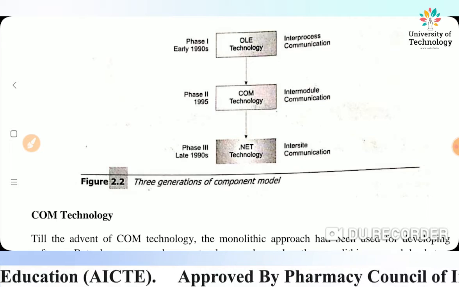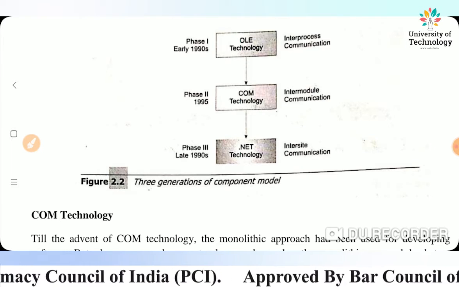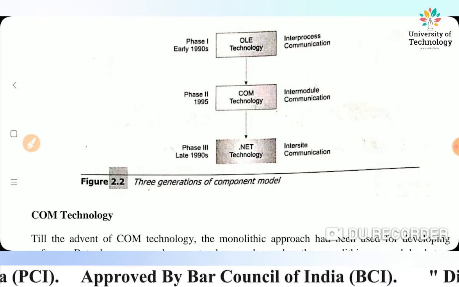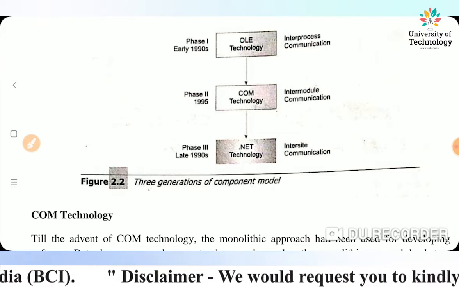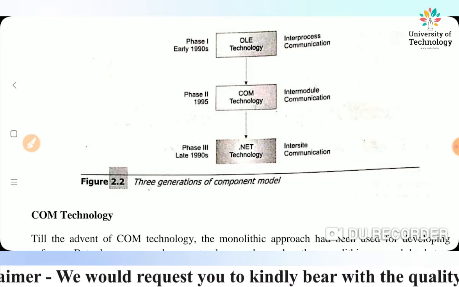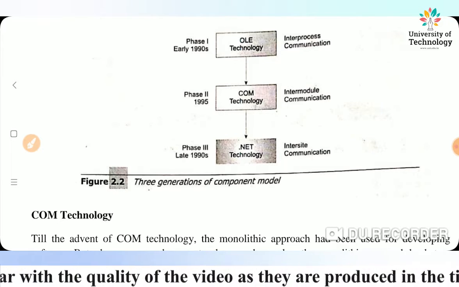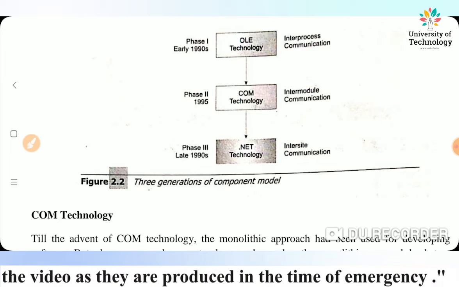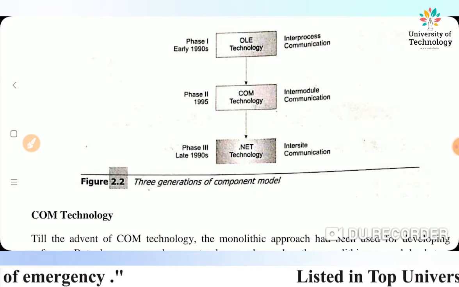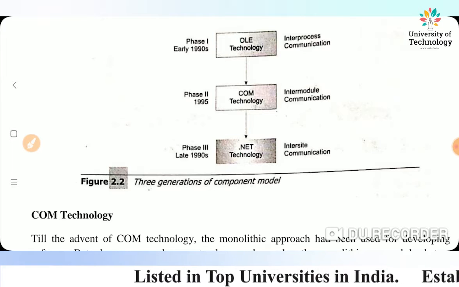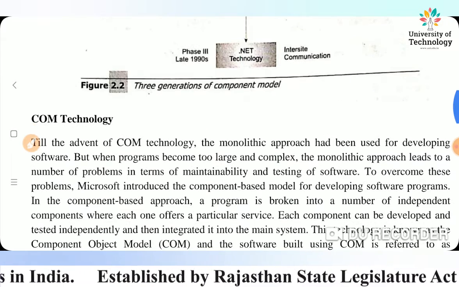Okay, so this one, you can pay attention here. Phase 1, phase 2nd, phase 3rd: OLE technology, COM technology, .NET technology. Phase 1st, phase 2nd, phase 3rd: inter-process communication, inter-module, and inter-site communication.